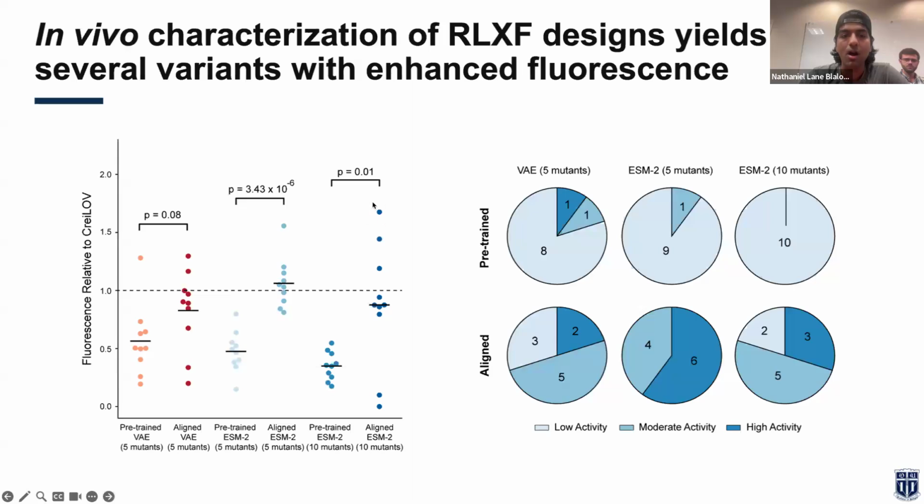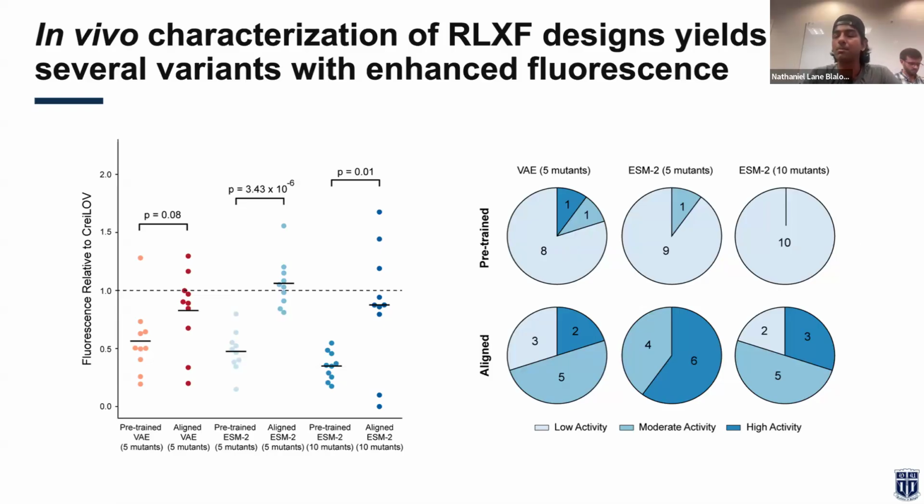And this top dot here is approaching 1.7 times wild type fluorescence, which we are very excited about and are certainly going to assay further. The pie charts on the right here, really the main takeaway is just that between pre-trained models and then going through RLXF alignment, you significantly increase the hit rates with only a small number of sequences.